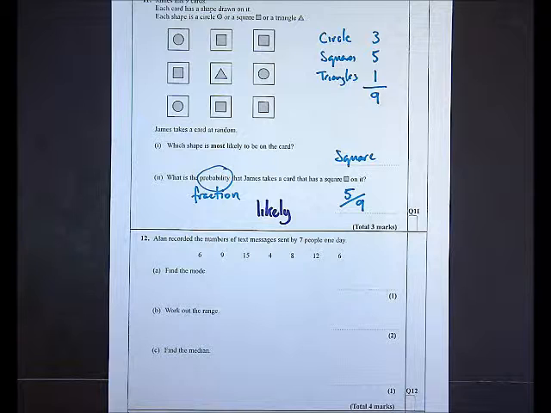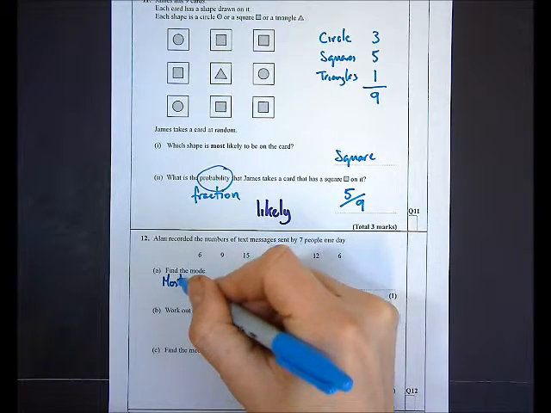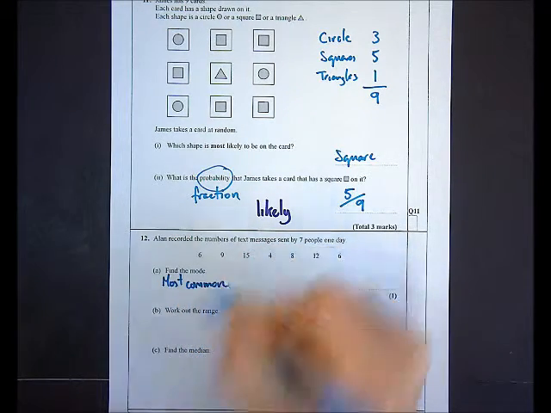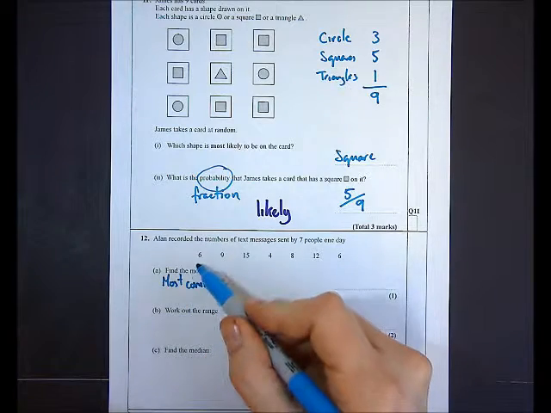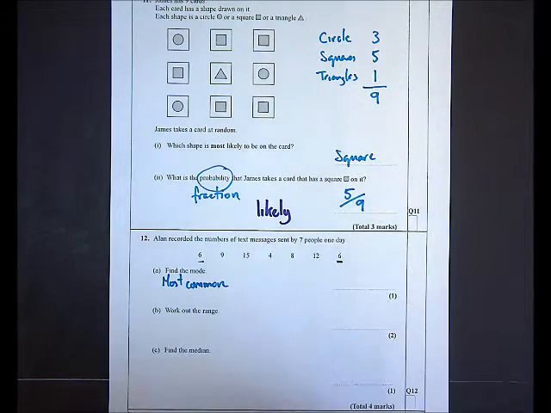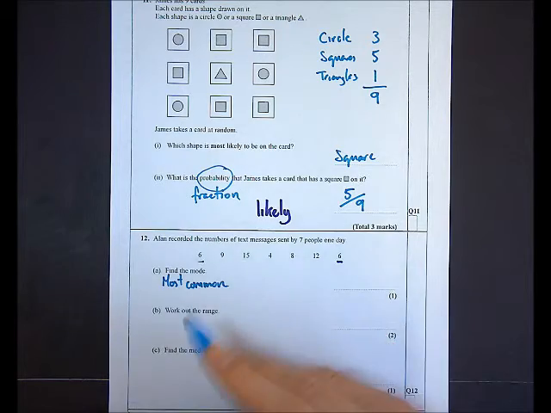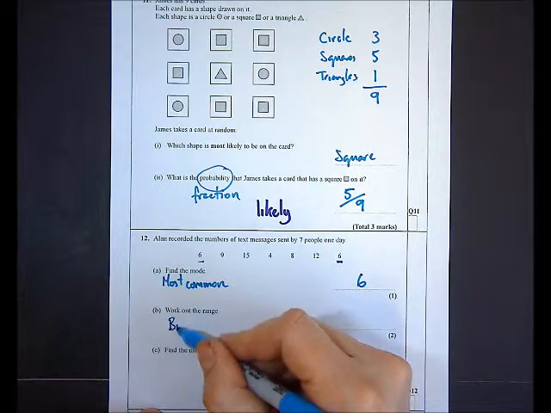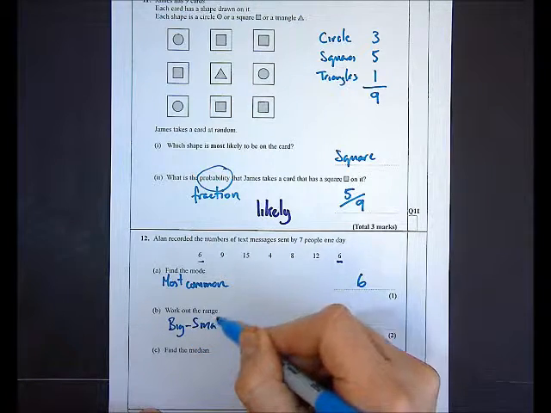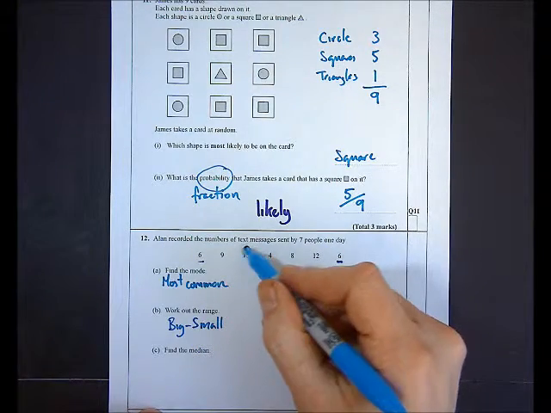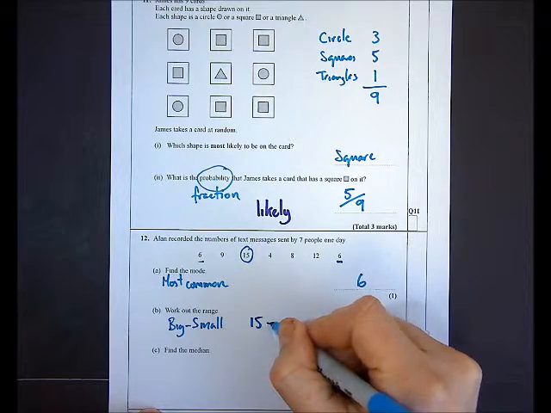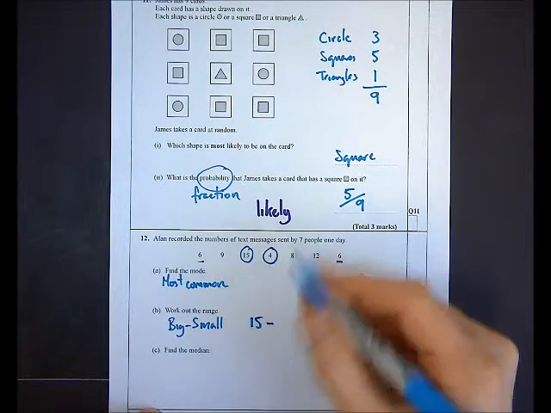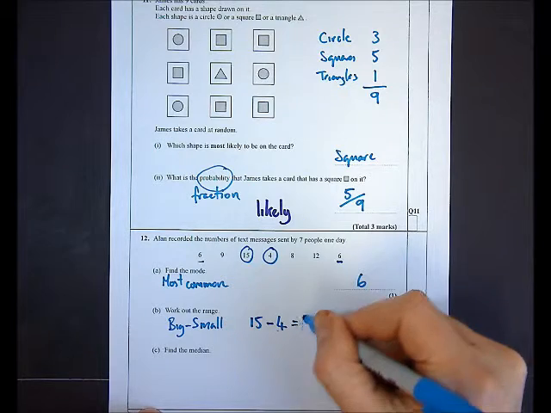In question 12, I'm given the number of text messages sent by 7 people in one day, and I'm asked to find the mode. And the mode is the most common, so I'm looking for the number that appears the most often in this list. Well, I can see that there are 2 6s, and each other number appears only once, so the mode is 6. And then I have to work out the range, and that is the biggest value take away the smallest value. So the biggest value in this list is 15. And I need to subtract from that the smallest value in the list, which is 4. So 15 take away 4 is 11. So my answer will be 11.